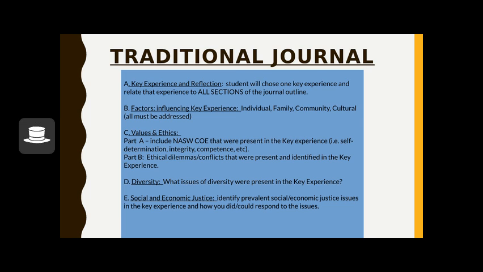And the next section is diversity. What issues of diversity were present? There's always some kind of issue of diversity that you need to be aware of. And then social and economic, and it should say environmental justice as well. Identifying those issues that were within the key experience and how you did respond or might respond to those specific issues.